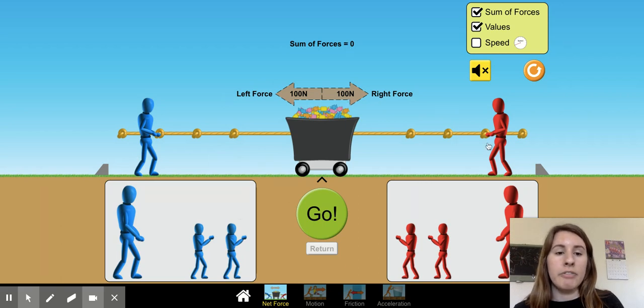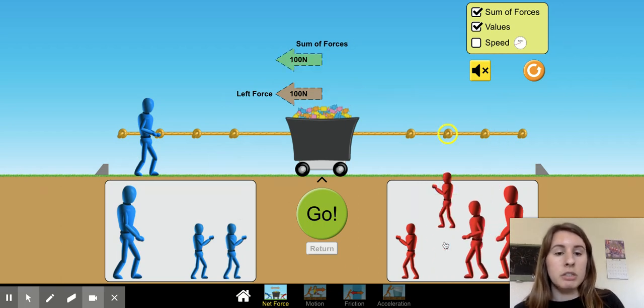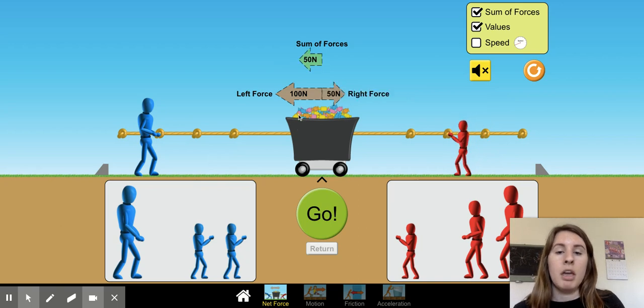Now let's see if I had 50 newtons on this side. Again, you're going to subtract the smaller force from the bigger force. So 100 minus 50 equals a net force of 50.